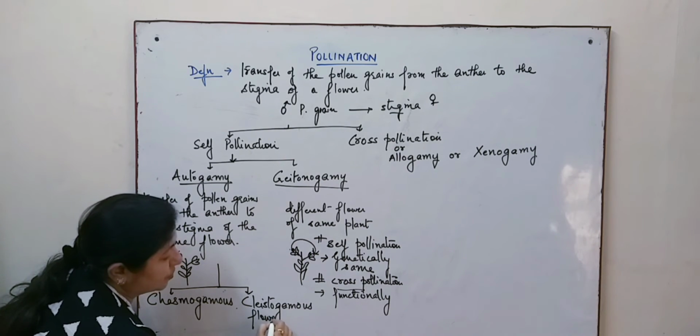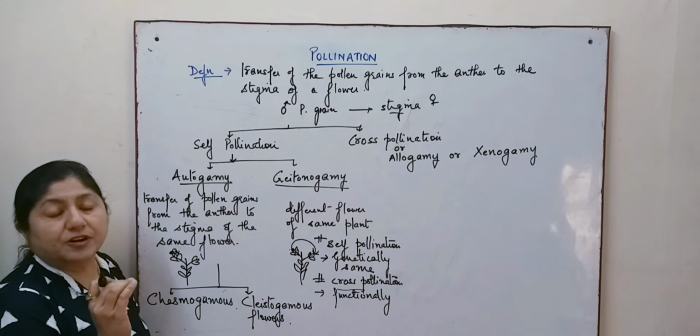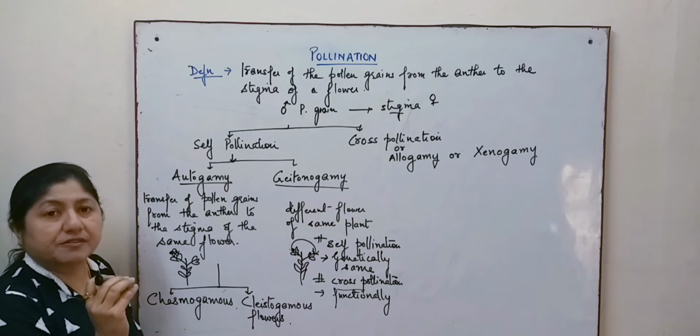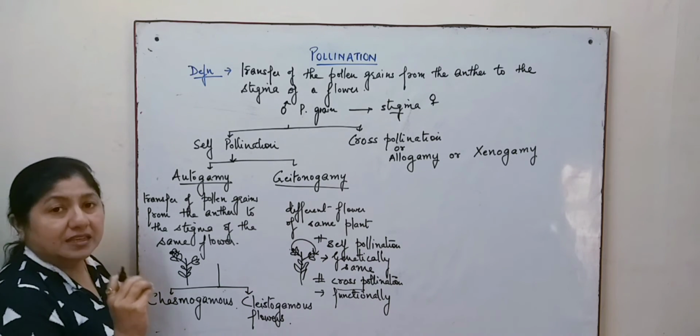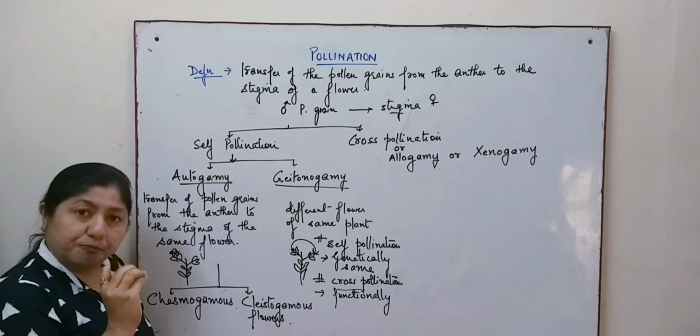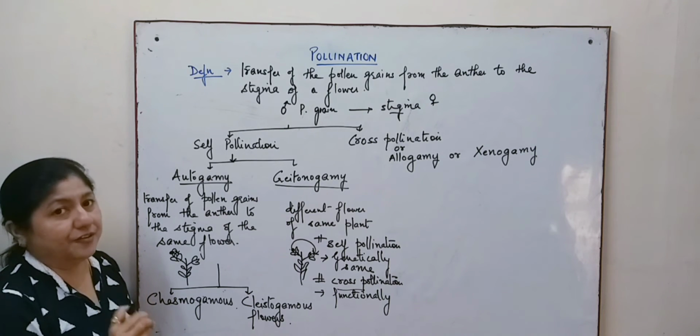Now these cleistogamous flowers are actually flowers that never open. That means the flowers, even on reaching maturity, will remain closed, and as a result the pollen grains present in them will fuse with the egg cell within the flower itself.